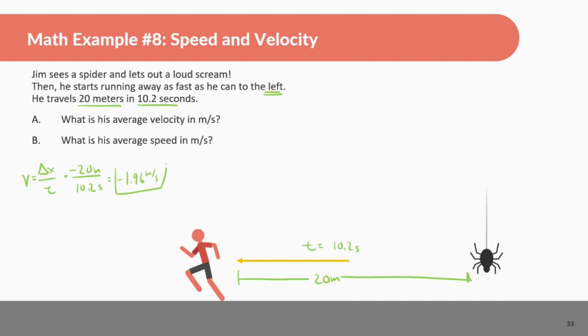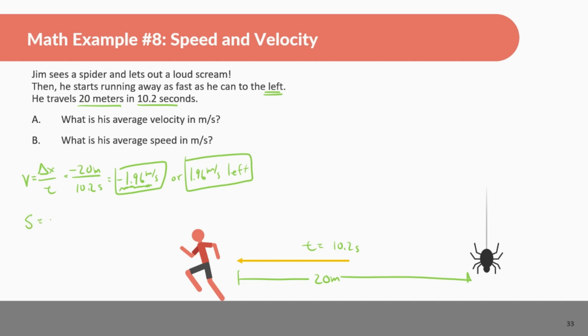And this would be correct. Or you could put 1.96 meters per second to the left. Either one of these would be good. Honestly, I'm going to suggest doing the negative and not doing the left, but they're both correct. And the reason for this is for future problems, getting used to the negative will be better. But again, it doesn't matter.